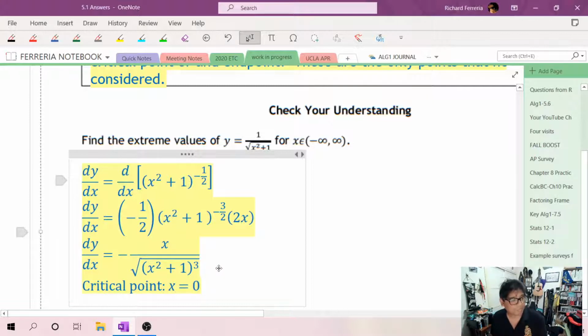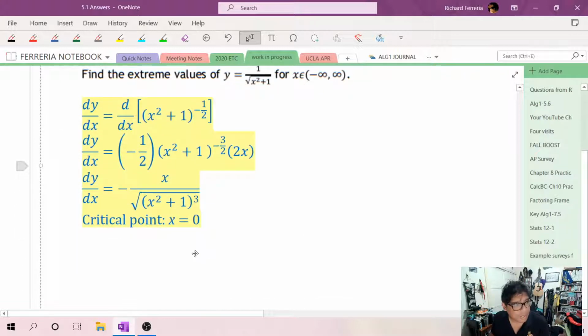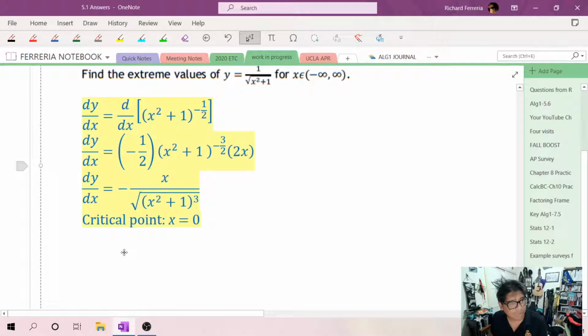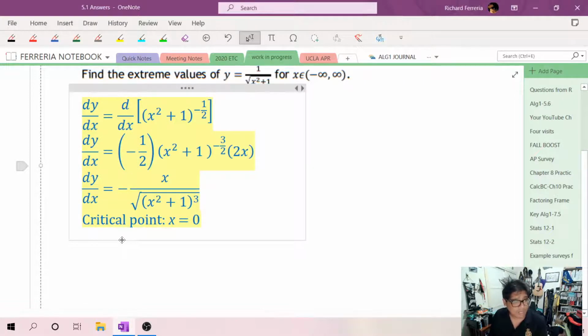Then we simplify that and we get negative x over the square root of x squared plus 1, cubed. I always love to see the derivative as a quotient like this. If the job is to find a critical number, then you want your derivative to look like a quotient. So when is the numerator equal to 0? At x equals 0. When is the denominator equal to 0? That denominator will never equal 0, because x squared plus 1 is never going to equal 0.